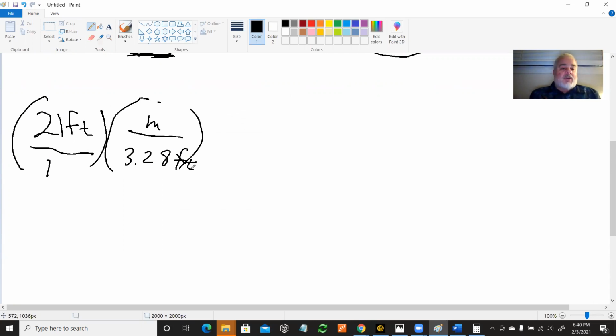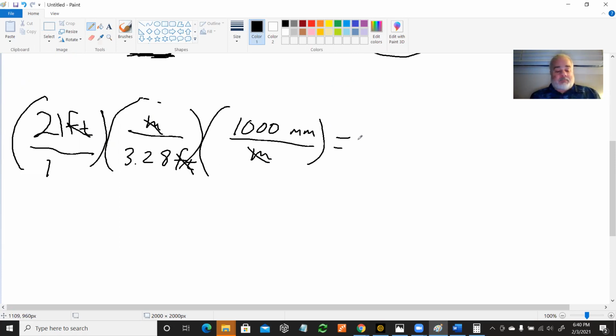So now I'm at meters. And I know that there are 1,000 millimeters in a meter. Is this going to give me any different answer? Better not.